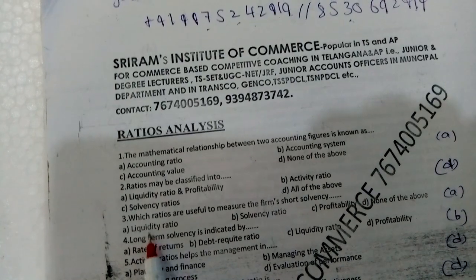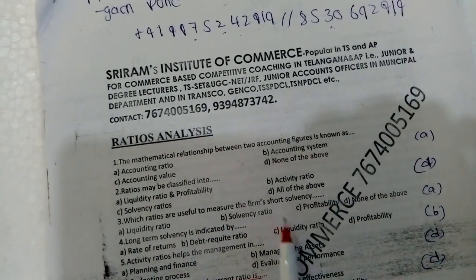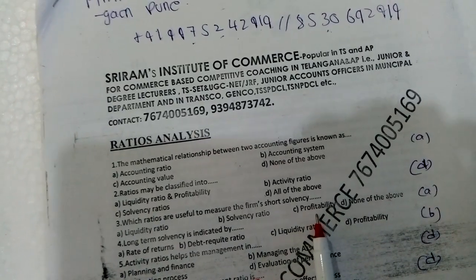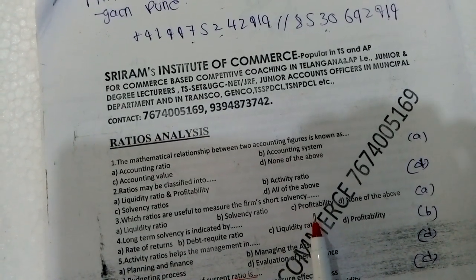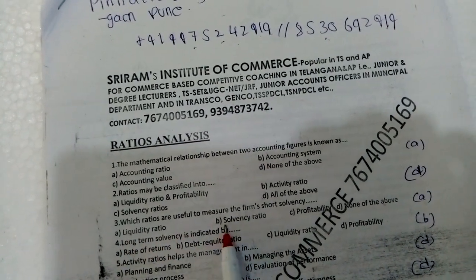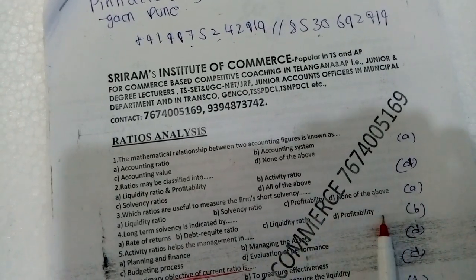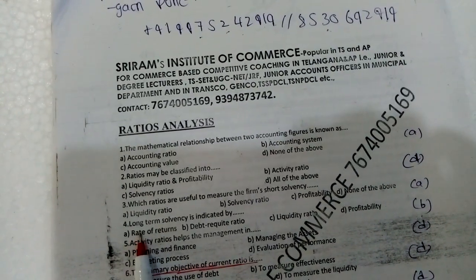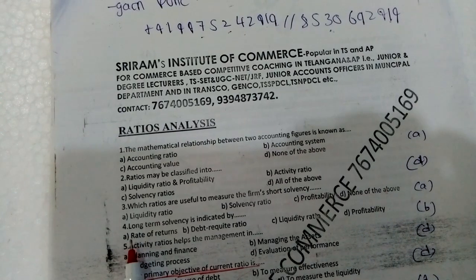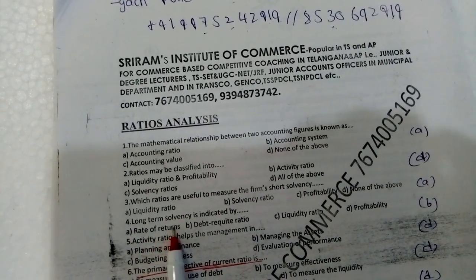Third question: which ratios are useful to measure the firm's short-term solvency? During the short period, what is the solvency ratio? A is liquidity ratio, B is solvency ratio, C is profitability ratio, D is none of the above. A's answer is liquidity ratio. Concerning the short period, the position of the company will be known.